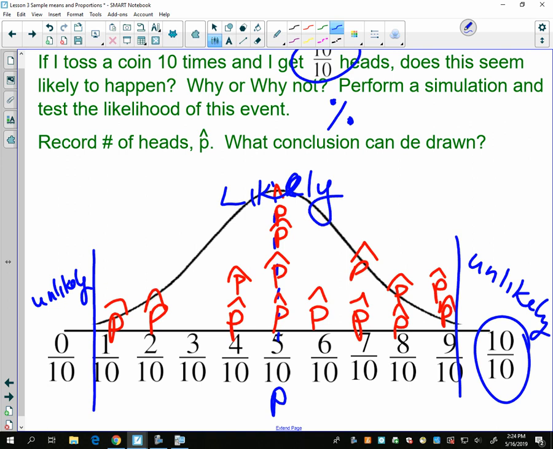Okay, so now one more conclusion. Could you possibly question if the coin is fair? Yes. You can question it because how many simulations did we do? And in my other class, none of us got 10 out of 10. So you've heard of a biased coin before, right? Where one weighs more on one side than the other. So this is where we're headed.